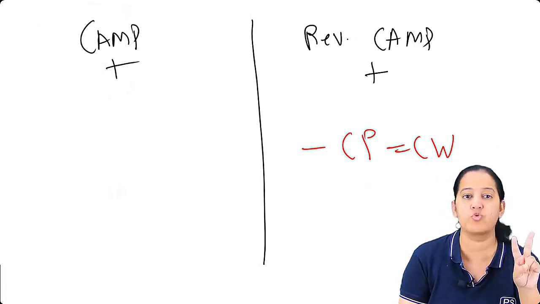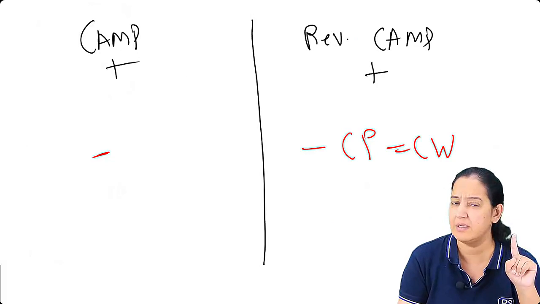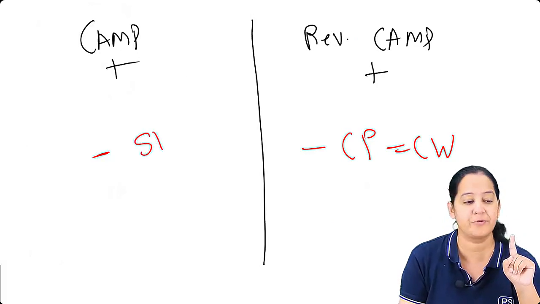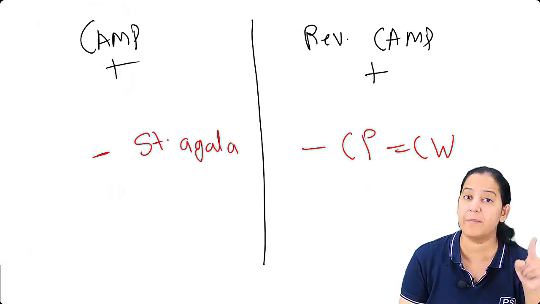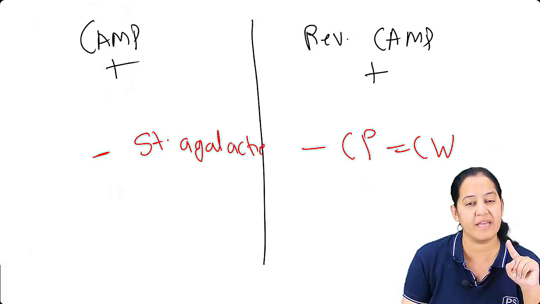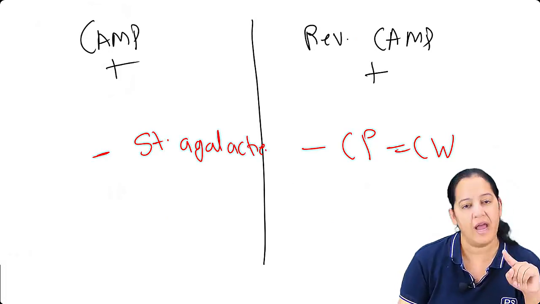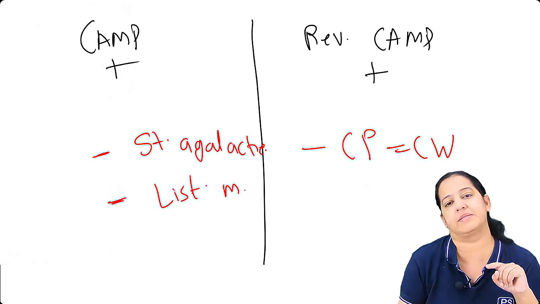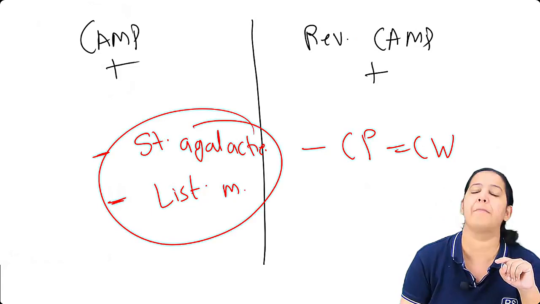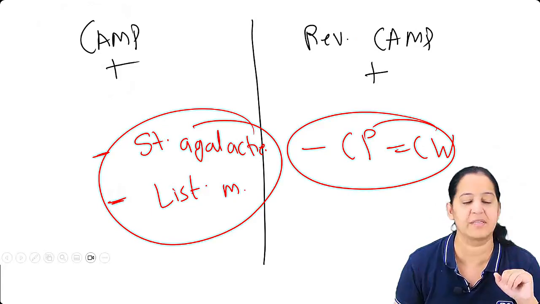CAM positive, 2 bacteria, we have already studied one. Which one? Do you remember? Streptococcus agalactiae. Streptococcus hippurate positive, CAM positive. Streptococcus agalactiae, that is group B Streptococcus. And along with that, one more I will teach today, Listeria monocytogenes. So these 2 are CAM positive. This is reverse CAM positive. Please write it somewhere.